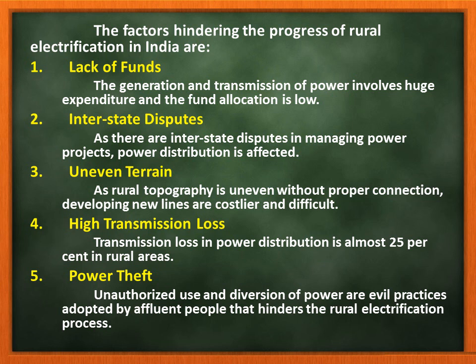High transmission loss. Transmission and distribution loss of power is almost 25% in rural areas. Power theft. Unauthorized use and diversion of power are evil practices adopted by affluent people that hinder the rural electrification process. Unauthorized use: without the knowledge of the government, village people are taking the power and using it.